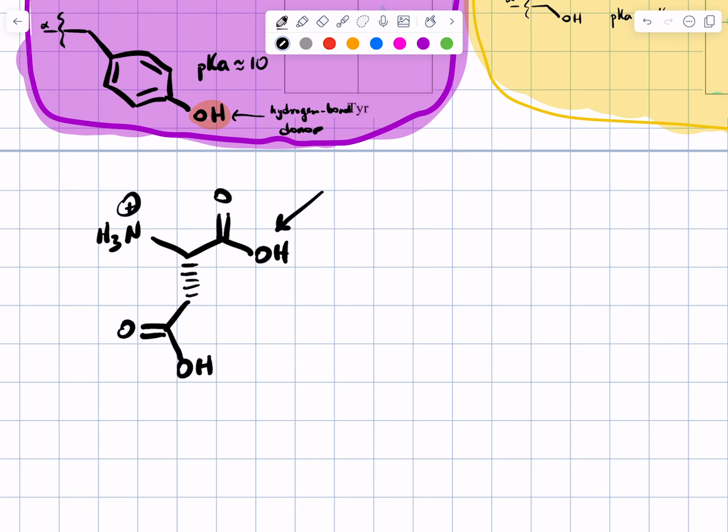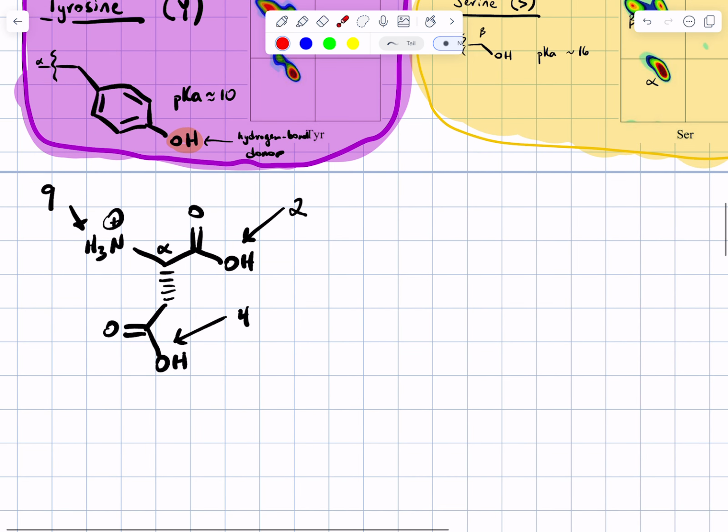One is for the backbone carboxylic acid group, which has a pKa of 2 point something. The other is for the backbone ammonium group, which has a pKa of 9, and then the other is for the side chain group, which has a pKa of around 4.